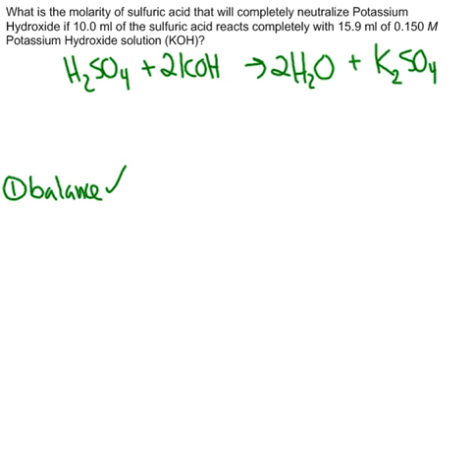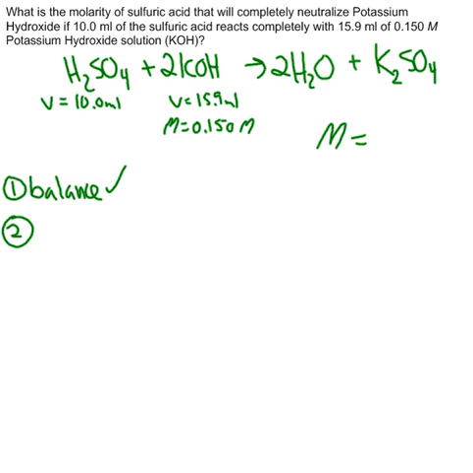Next, let's write out what we have here. We have a volume of our H2SO4 of 10 milliliters, and we have a volume of our KOH of 15.9 milliliters, and we also have a molarity of 0.15 moles per liter. So, second step in stoichiometry is to find the moles of the thing that you know or have some information about. And so the 10 milliliters of H2SO4 doesn't really help us. There's not enough information there.